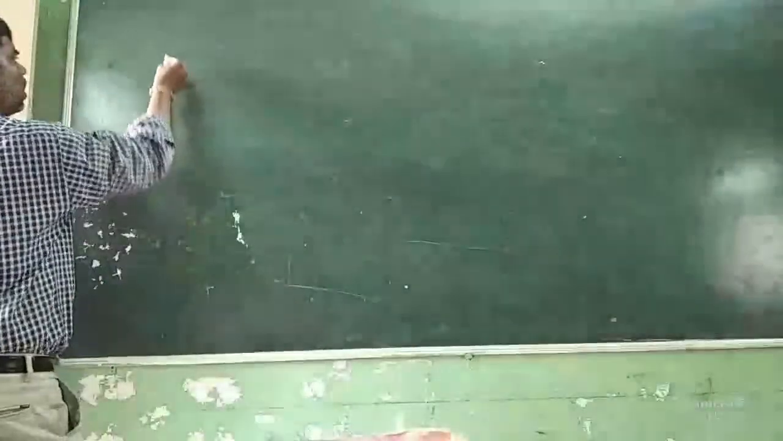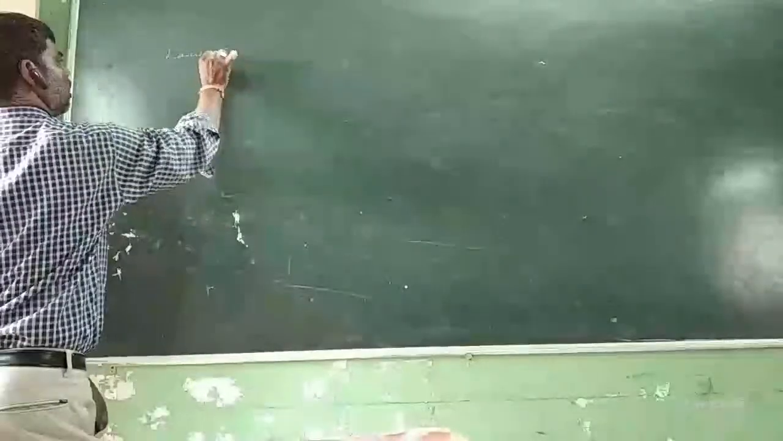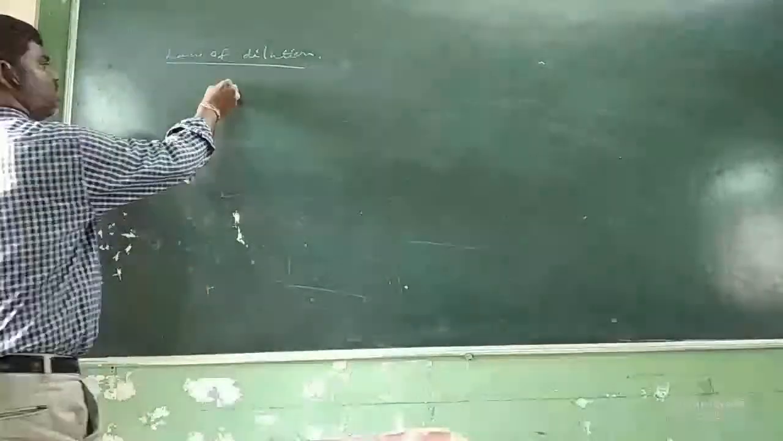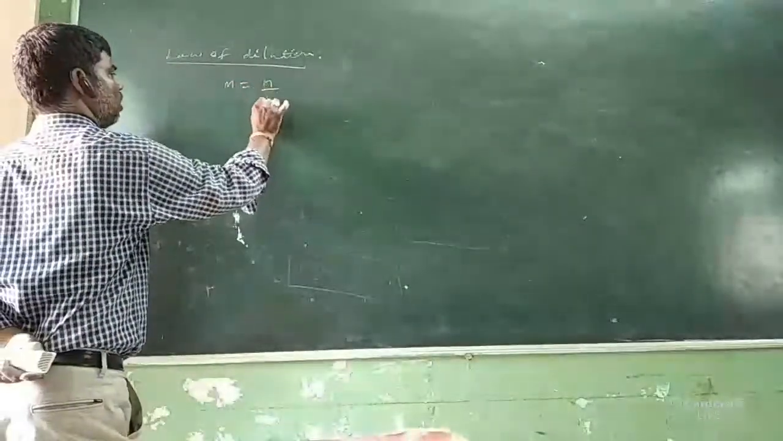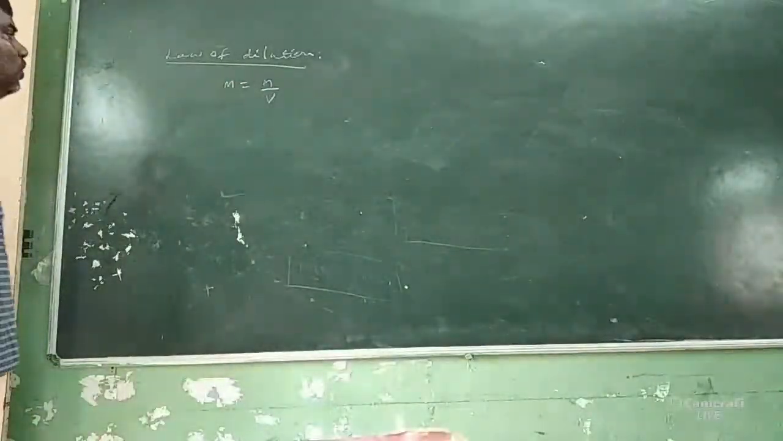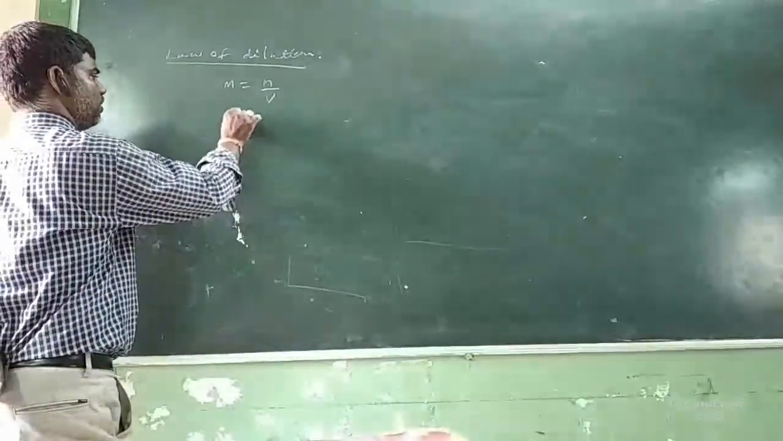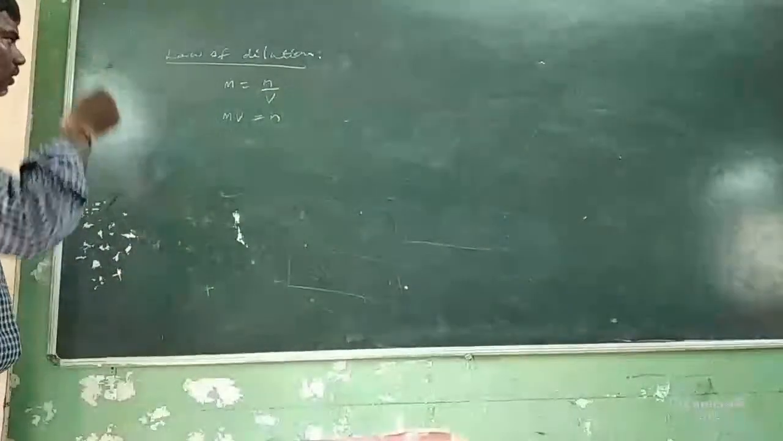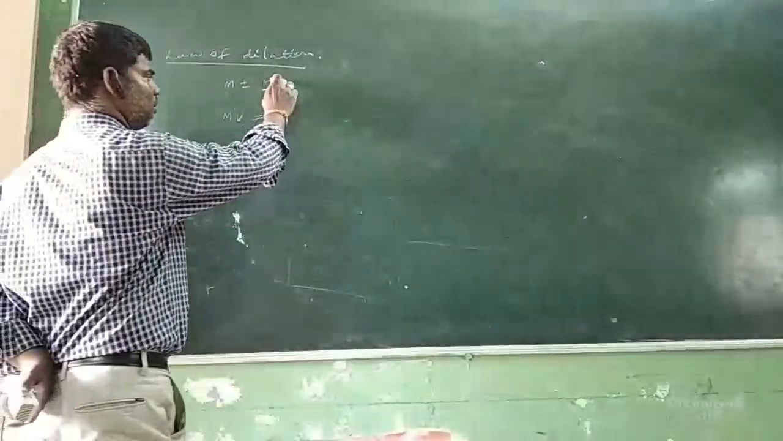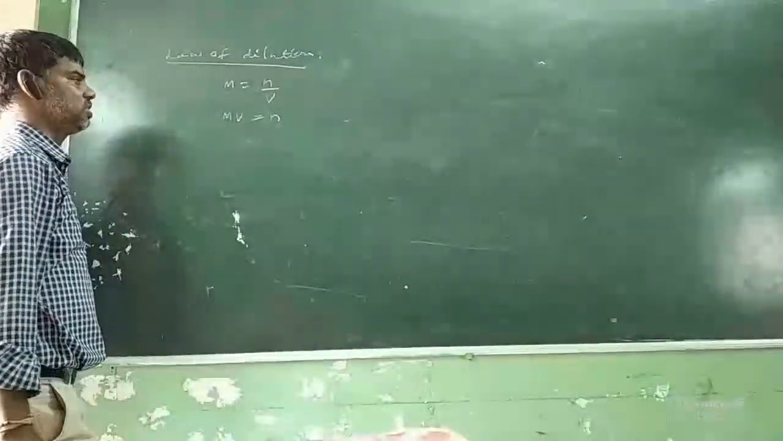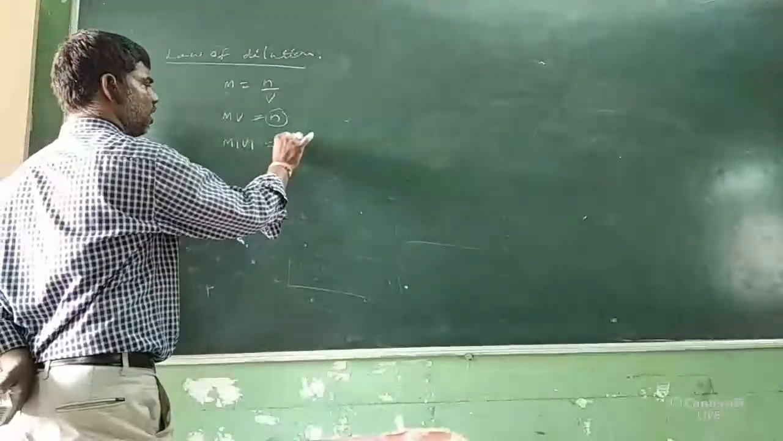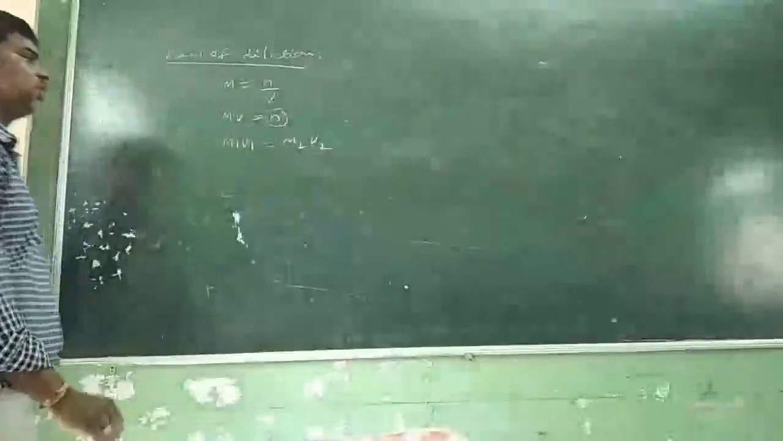Next we have the law of dilution. Generally, the molarity is equal to number of moles per volume. So here M into V is equal to n, number of moles. M is nothing but molarity, n is number of moles, V is volume. Where we have number of moles constant, M1 V1 is equal to M2 V2.